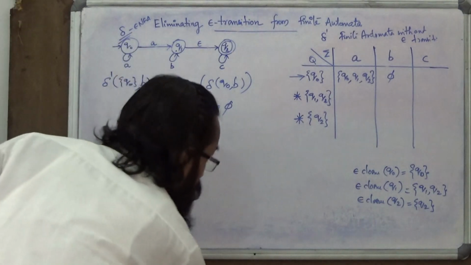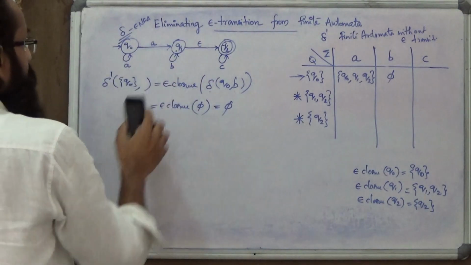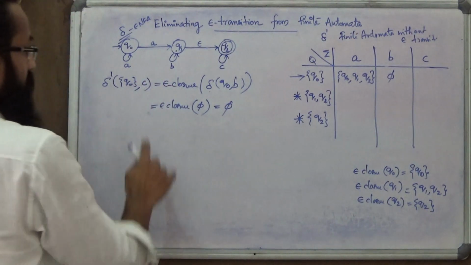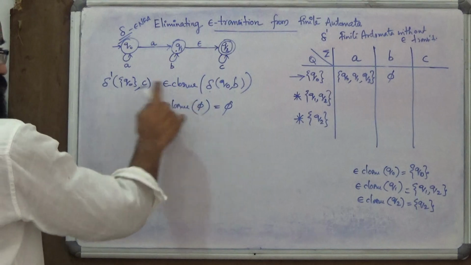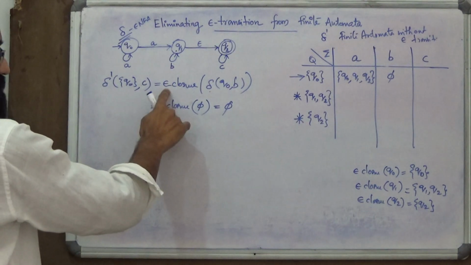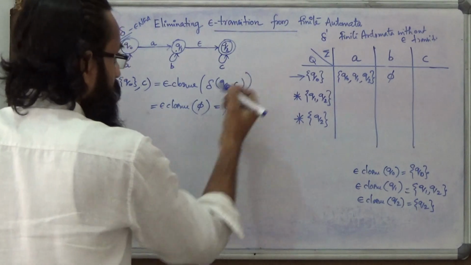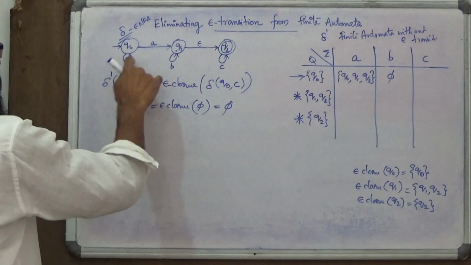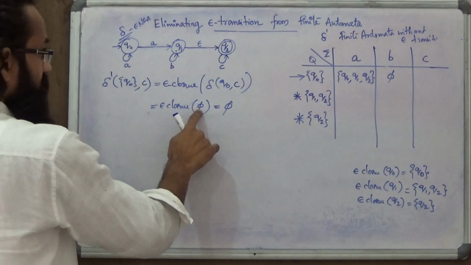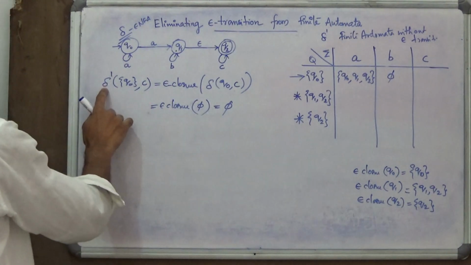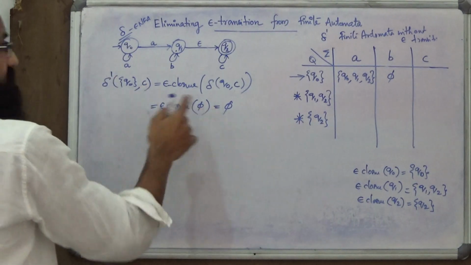Now you have to apply C transition. So delta dash Q0 C is epsilon closure of delta Q0 C. To state Q0, there does not exist any C transition, so this will be the null set. So epsilon closure of null set is null set. So delta dash Q0 C is null set.